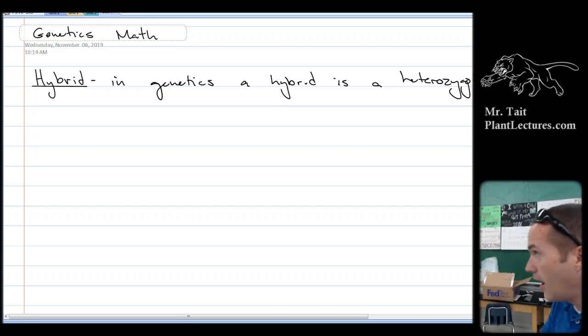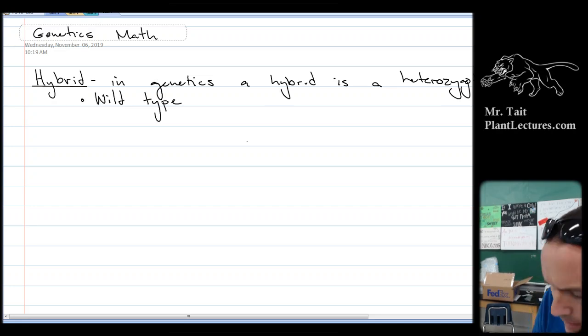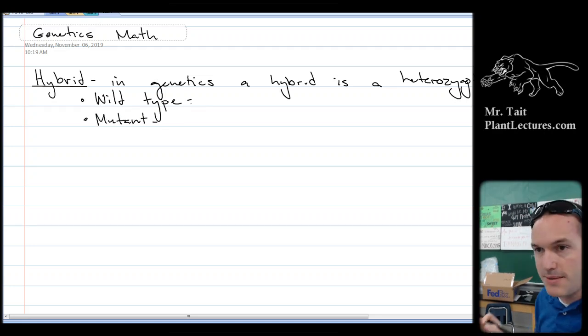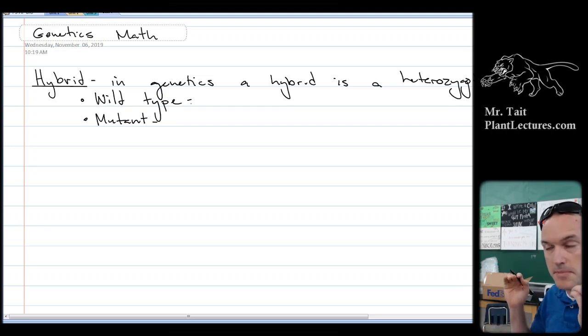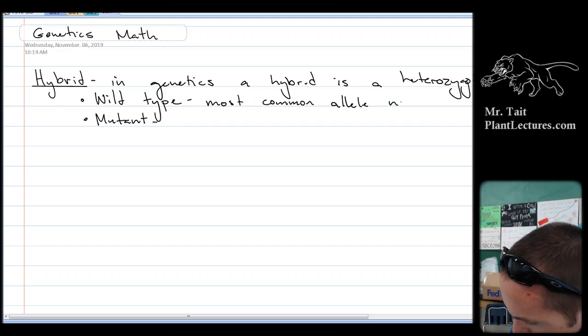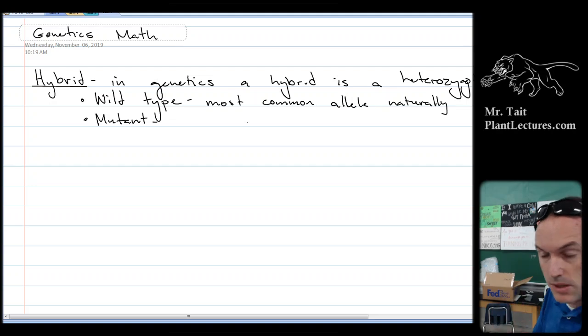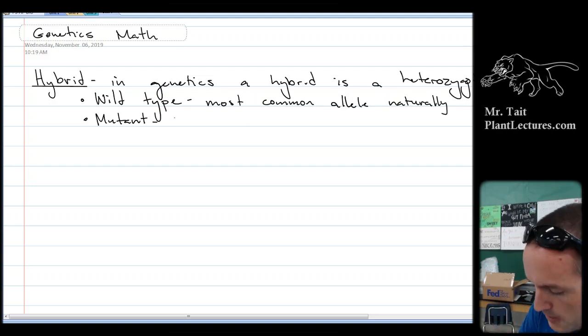Okay. Sometimes you might also see some other terms associated with this. You might see something called wild type versus mutant. Okay, the wild type generally refers to the most common allele that you'd find in the wild, or the most common allele naturally. And then the mutant would be some new allele or some different allele that it goes into that same spot.